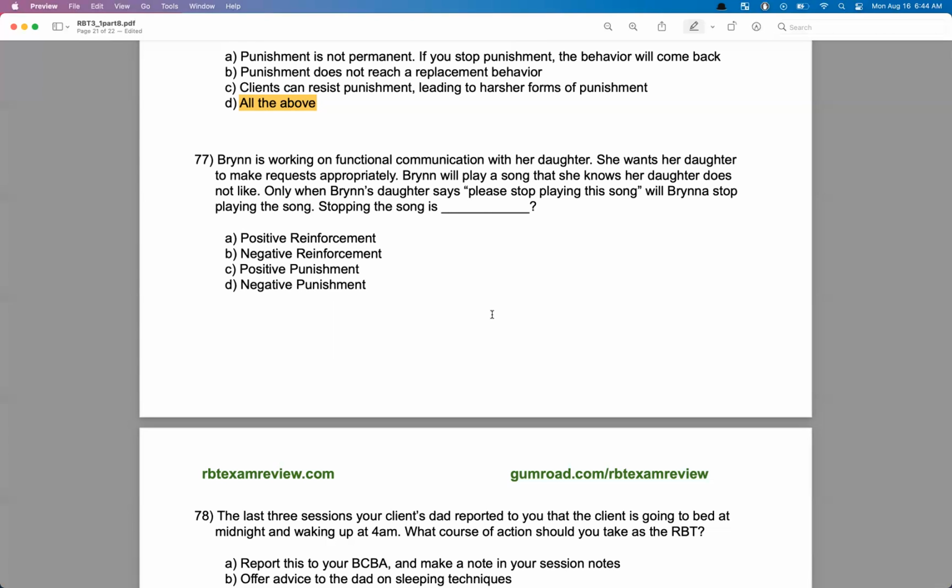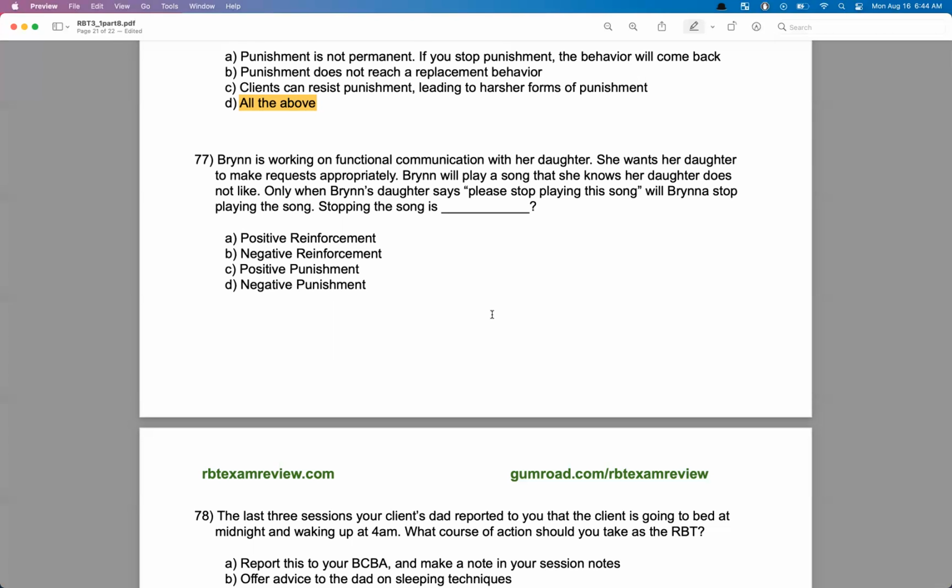Well, hopefully she's reinforcing the behavior. So what are we doing, right? This is obviously a positive, negative, punishment, reinforcement question. So how do we start? Ask ourselves what? Are we adding something or are we taking away something? Well, we're obviously taking away the song, because we're stopping the song from playing. So it's negative, right? Negative, take away.